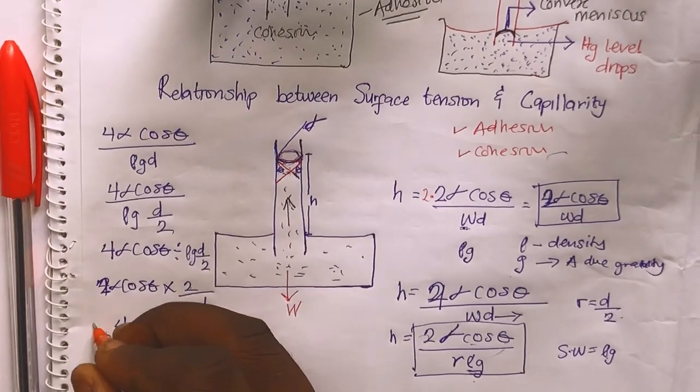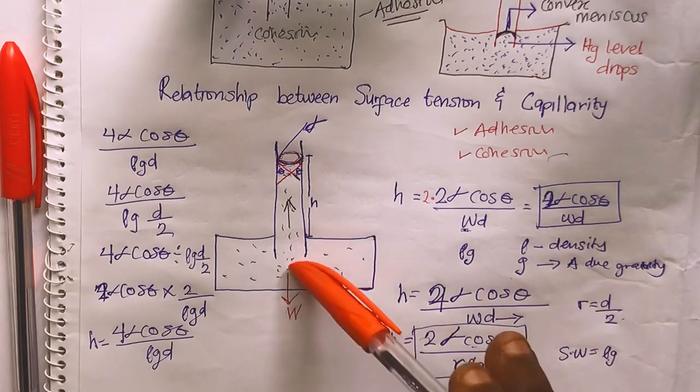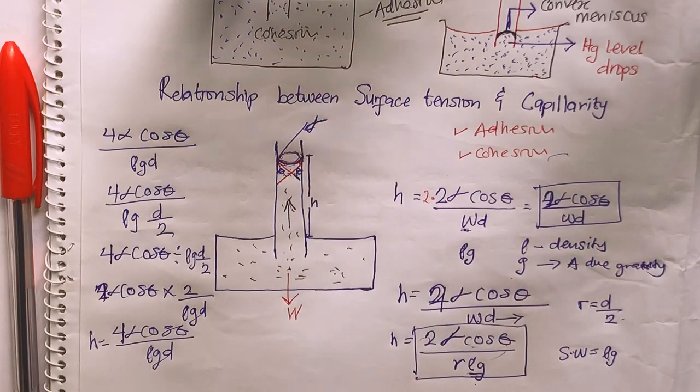Which equals the height. So in short, what you should take note of is that the height shows the relationship between the surface tension and the capillarity. Because if there is no increase in this height, we are not going to be able to detect the surface tension here.